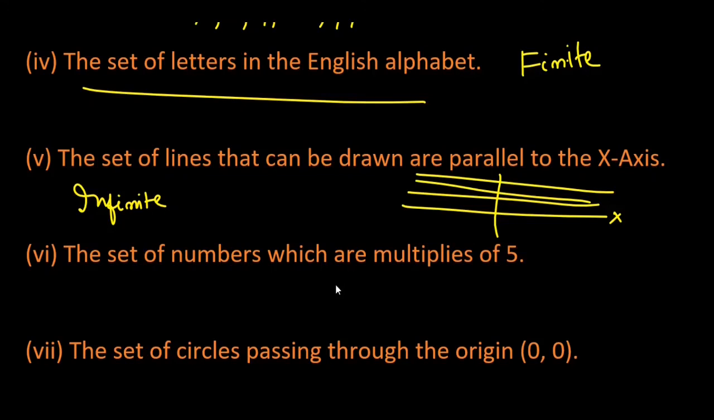The set of numbers which are multiples of 5. The multiples of 5 start with 5. So 5, 10, 15, the list continues. So it is infinite.